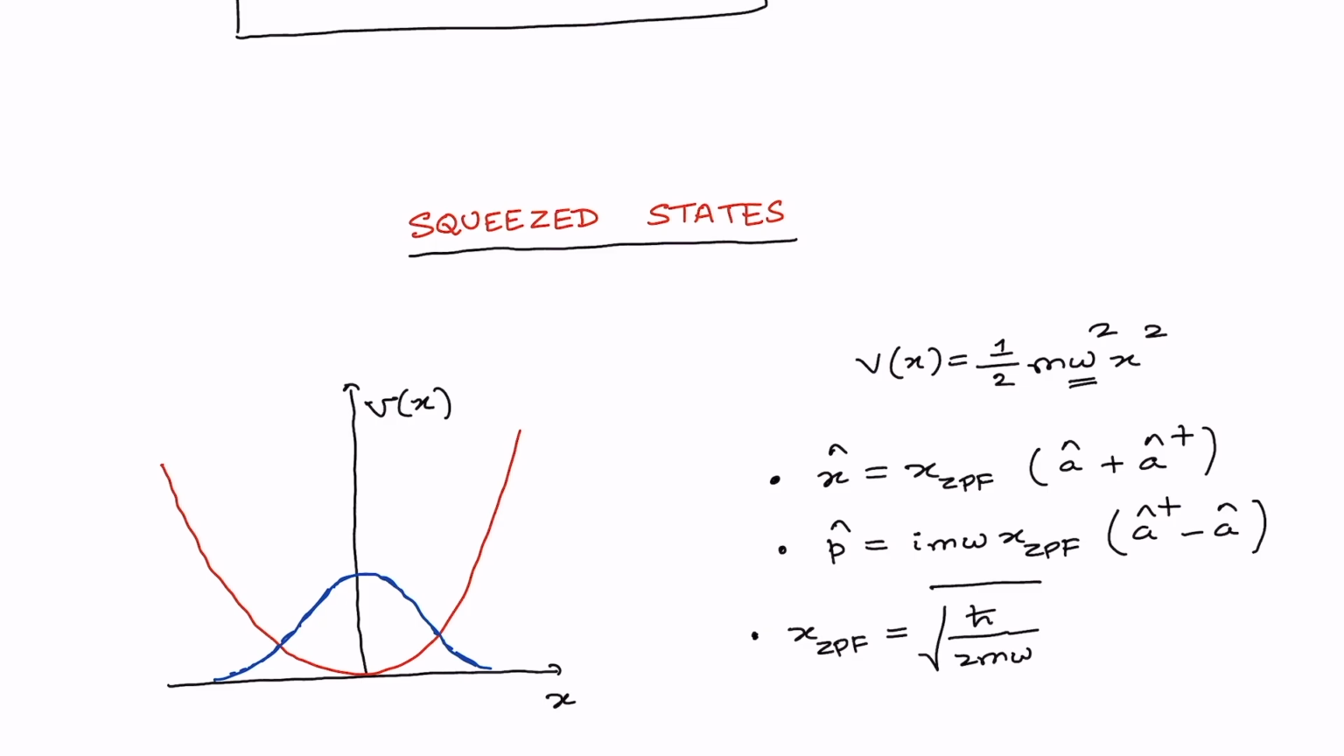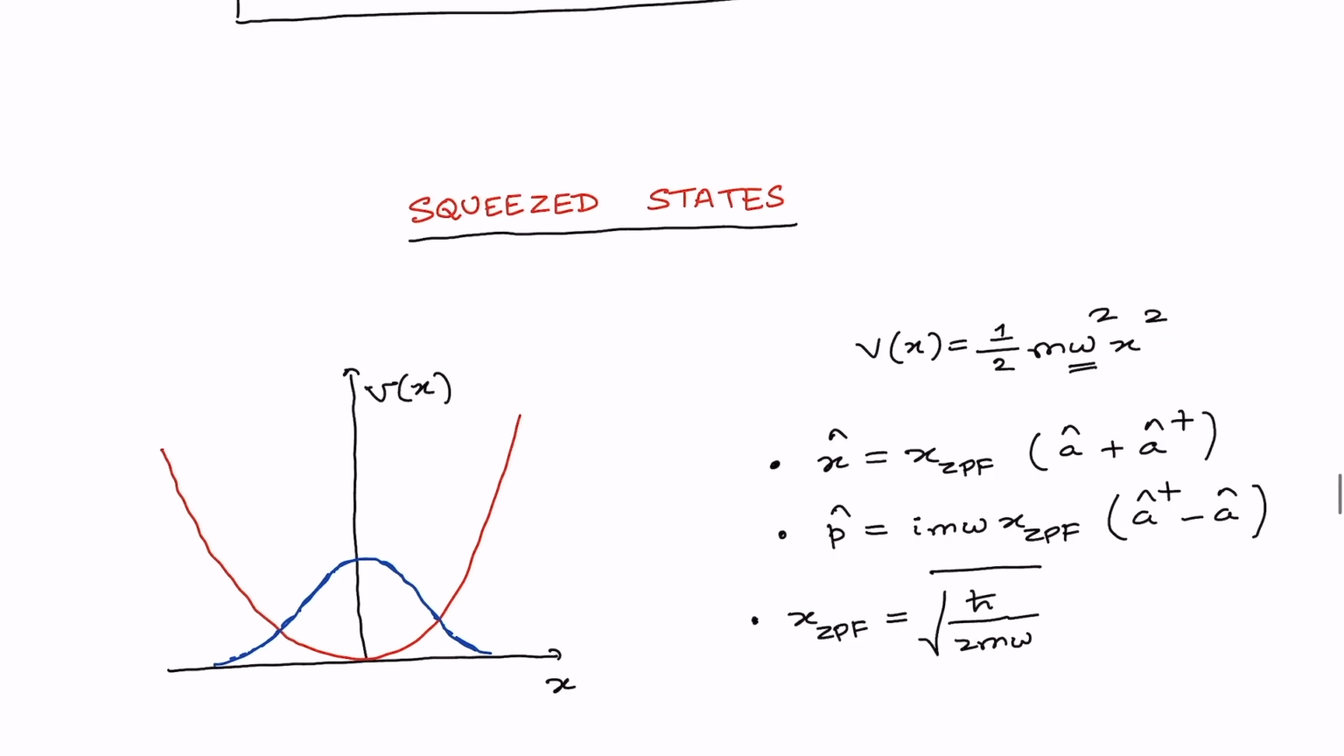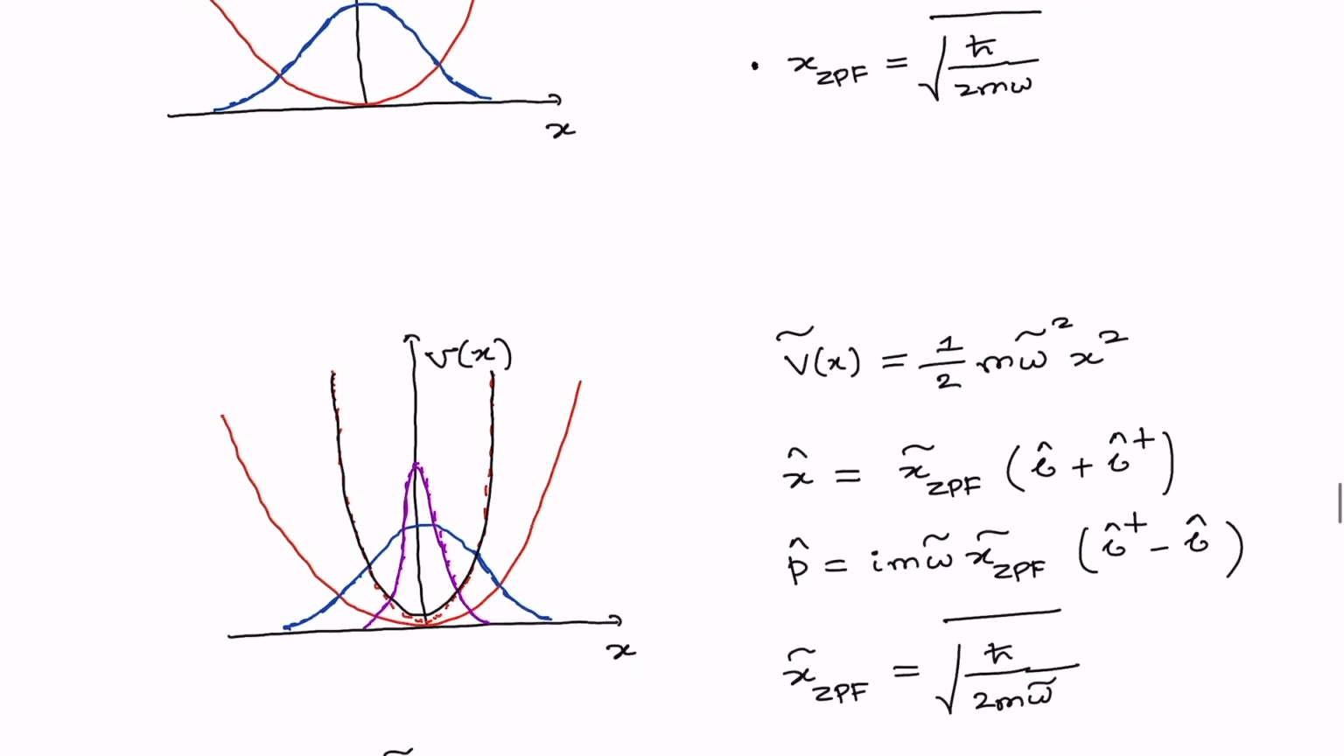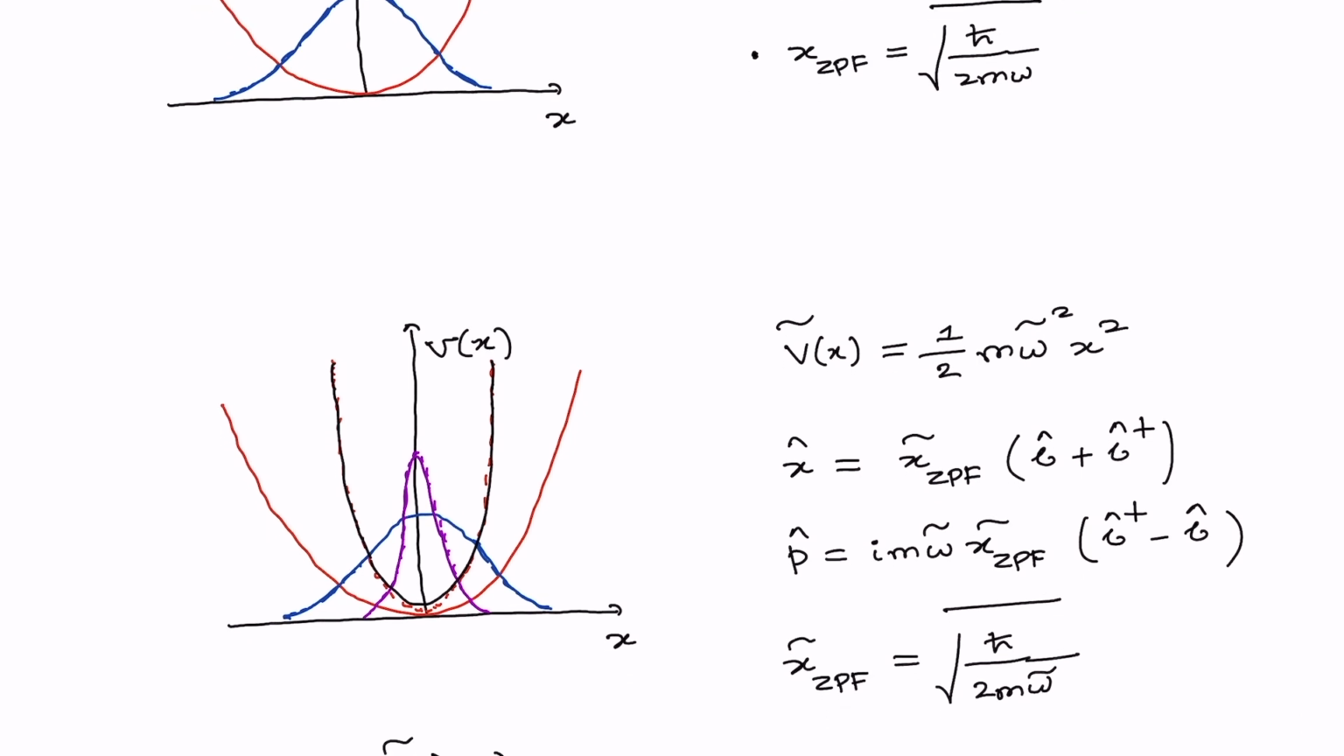Now let us squeeze this ground state. That can be done by increasing the curvature of the potential, resulting in a new ground state and oscillator frequency omega tilde, and omega tilde is greater than omega. And in this new harmonic oscillator, similarly you can define the position and the momentum operator in terms of new annihilation operator b and b dagger, and I will show you how this new creation and annihilation operator of this new Hamiltonian is related to the old one.